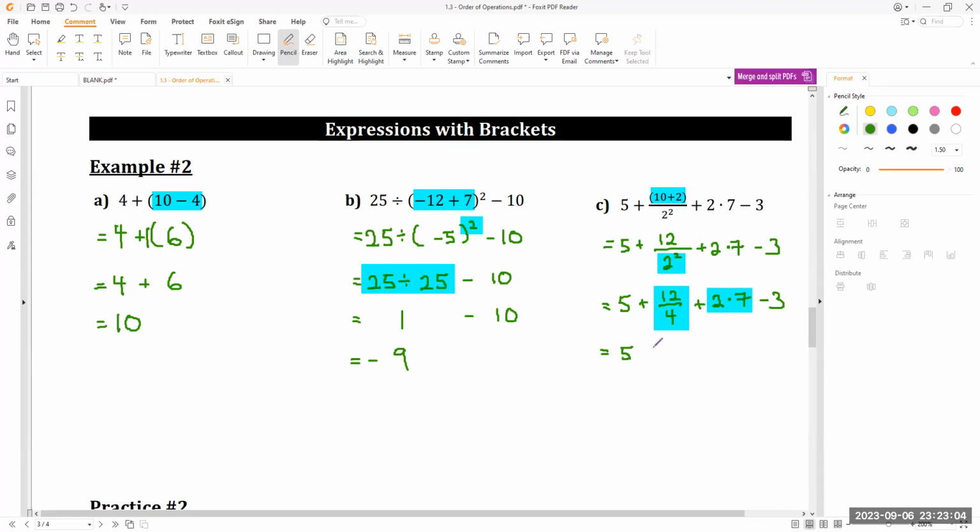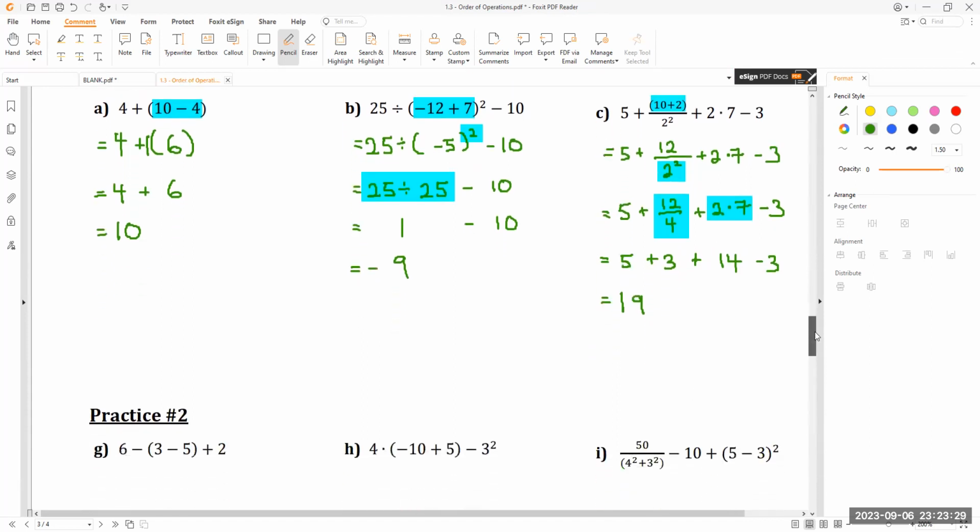We have 5 plus 3 and a positive 2 times 7, 14 minus 3. And all that's left is addition and subtraction. Let's see, 5, 8, 22, 19. There we go. That's BEDMAS.